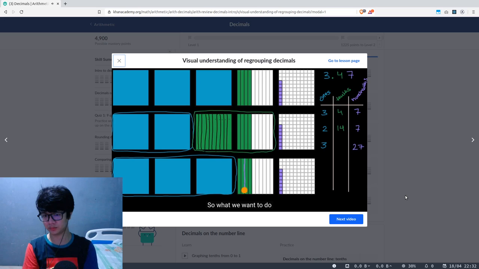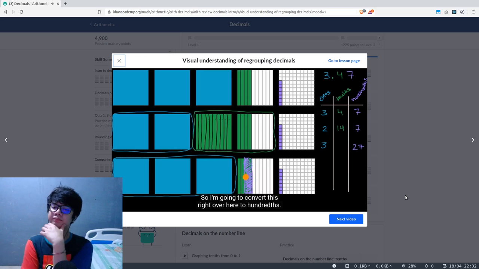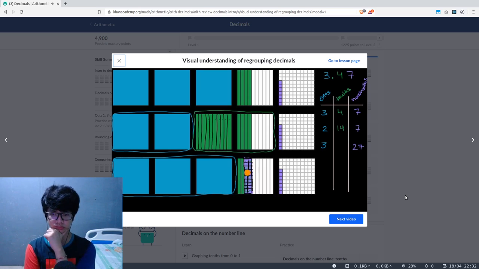So what we want to do is convert these 2 tenths into hundredths. And so let me actually just shade it in a little bit. So I'm going to convert this right over here to hundredths. And so there, did I do that right? 1, 2, 3, 4, 5, 6, 7, 8, 9, 10. And so there you have it. This plus this gives us our 27 hundredths.